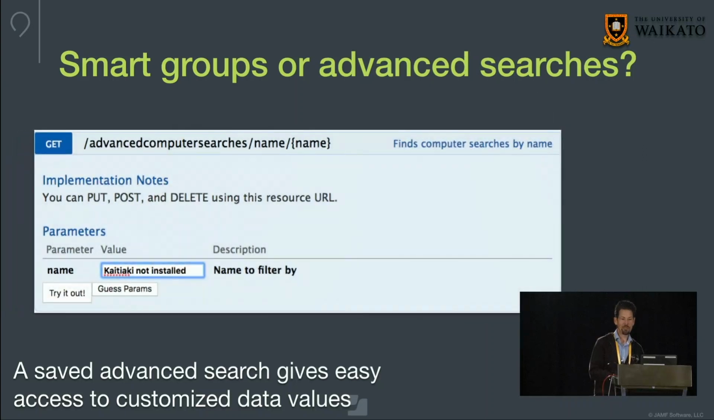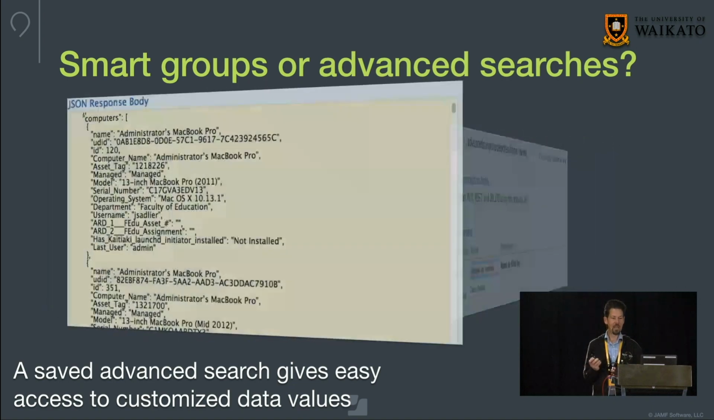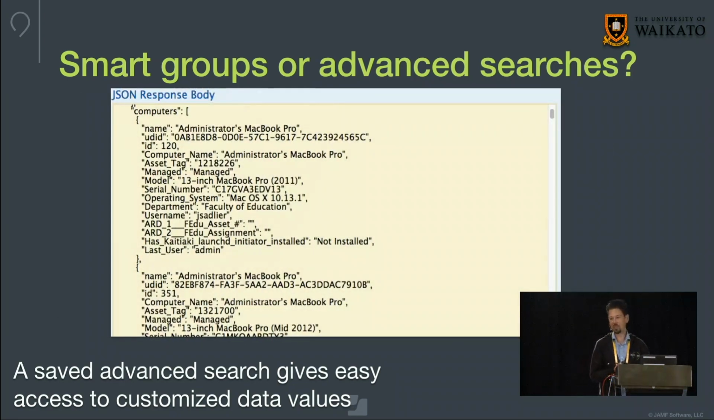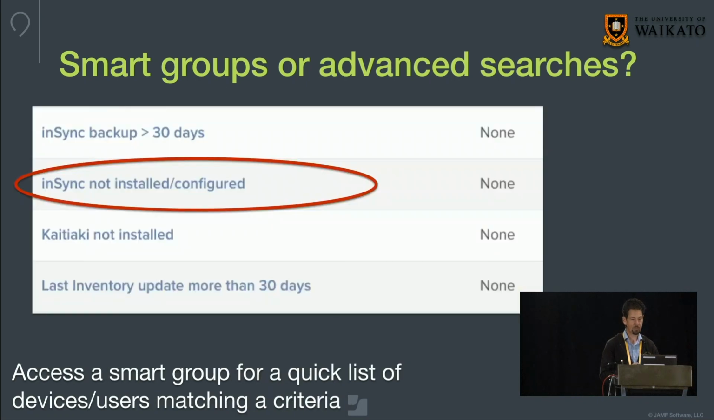So an example of an advanced computer search: I'm looking for a piece of software called Kaitiaki that's not installed. I want a list of machines that don't have it. So I have created a smart group, an advanced search around that. And what gets returned to me is not just the MAC address, the serial number, the name, and the primary identifier, but all the criteria that I had indicated that I wanted to know about that particular device or devices.